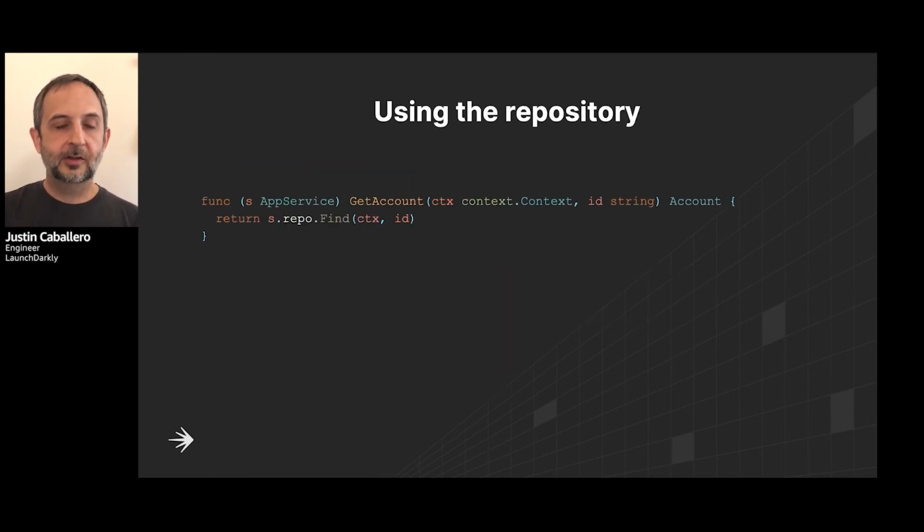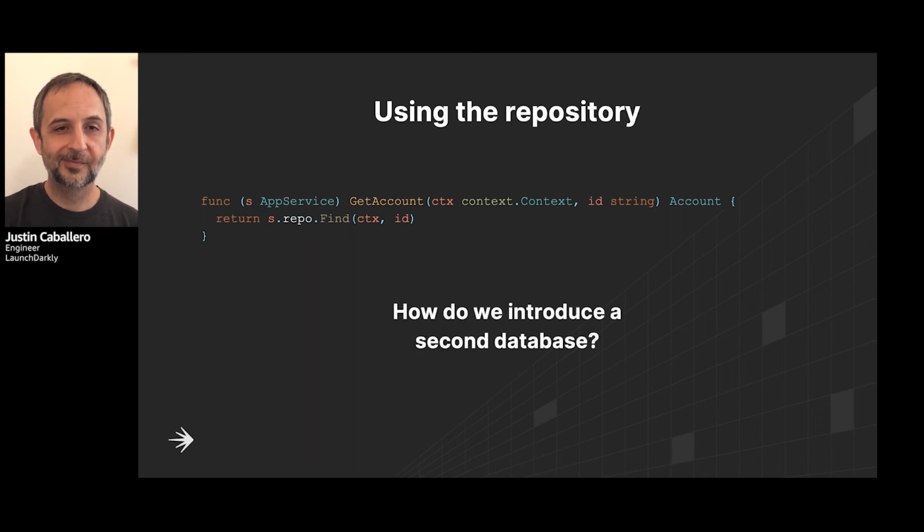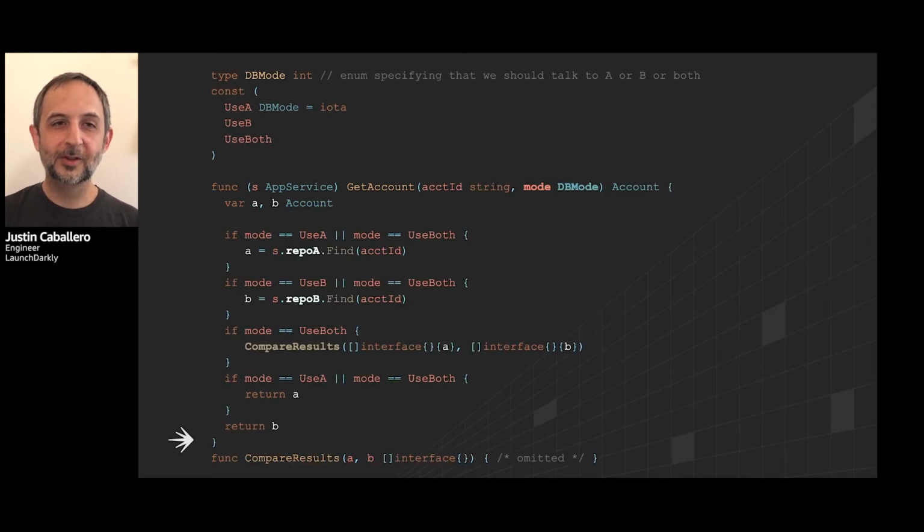So to use a repository in our application, we simply call the find method from our service. Our service is probably doing other things besides this, but we're just going to focus on this repository part. So how would we modify this code so that we can connect to both the old and the new database at the same time? So we'll introduce the concept of a mode, which tells us if we should write to database A, database B, or to both. And this mode is going to be driven by our feature flag.